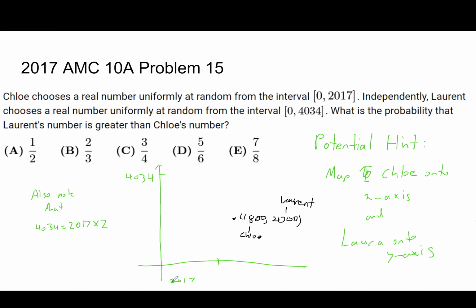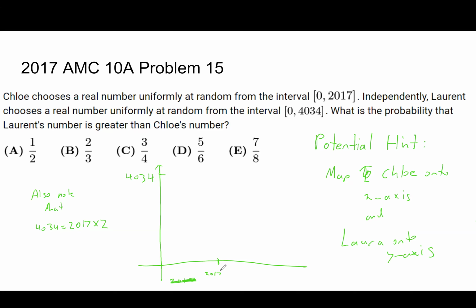So 2017 is obviously exactly half of 4034, right? I guess I need to delete whatever I was writing over here. But anyway, any individual point on this represents some real number that Chloe chooses and some real number that Lauren chooses. So we want a way of being able to determine when this condition that Lauren's number is greater than Chloe's number is fulfilled.